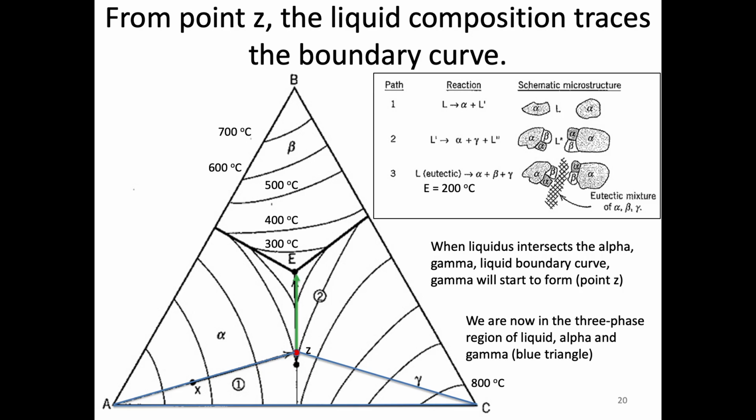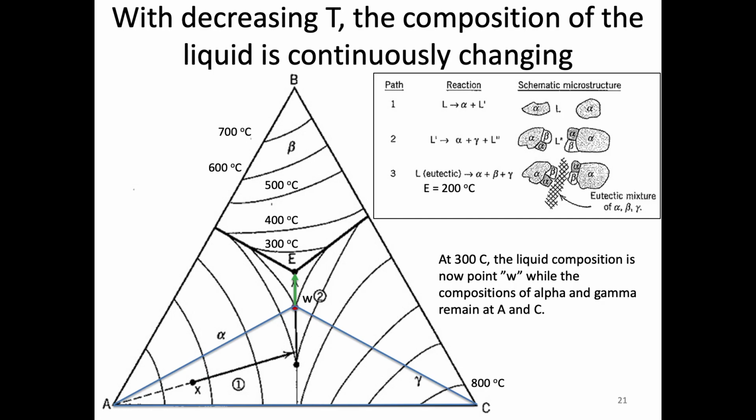And the way it changes is denoted by the green arrow now. So I've moved that green arrow. So now starting at Z, what's going to happen is the liquid composition went from X, followed that arrow down to point Z, and now that liquid composition is actually going to trace the boundary curve. So basically the liquid composition is going to follow the boundary curve now. All right. So again, with decreasing temperature, we're going to follow the boundary curve.